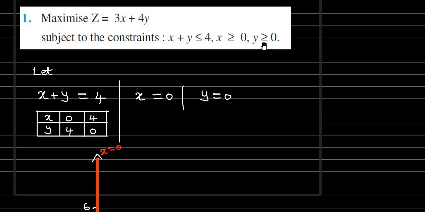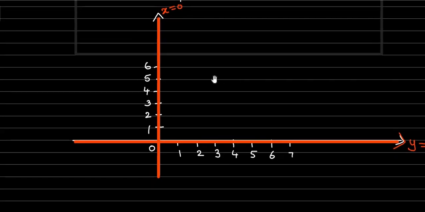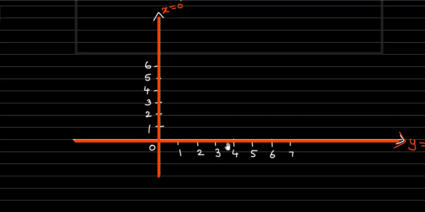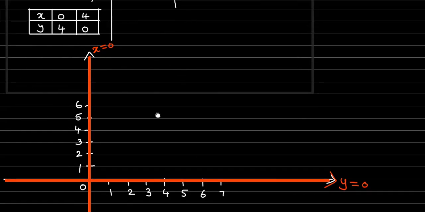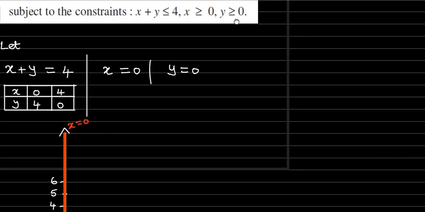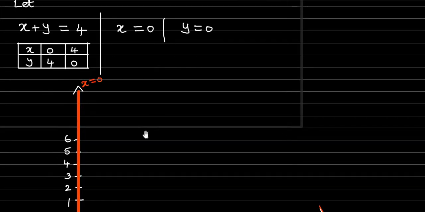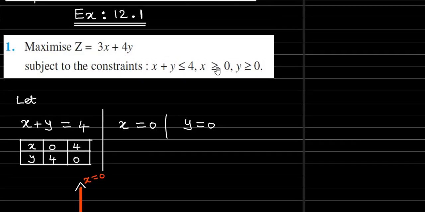So what is the given inequality? The given inequality is y greater than or equal to 0. So y greater than or equal to 0 means it is above the x-axis. So that means the first quadrant and second quadrant is the solution space for y greater than or equal to 0. So you understand, for the first inequality, first quadrant and third quadrant is the solution space. And for this y greater than or equal to 0, first quadrant and second quadrant is the solution space.